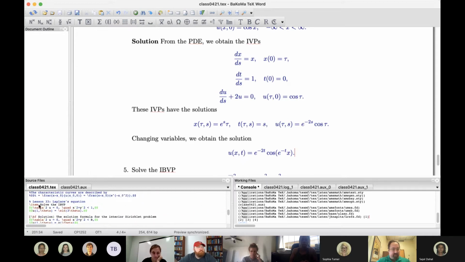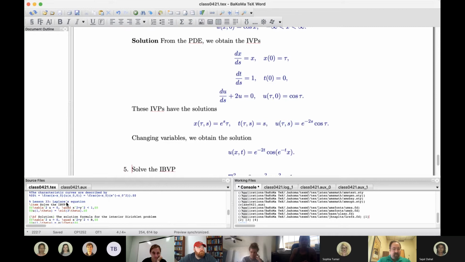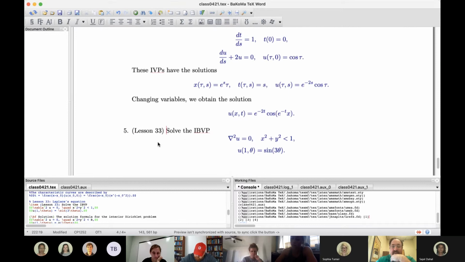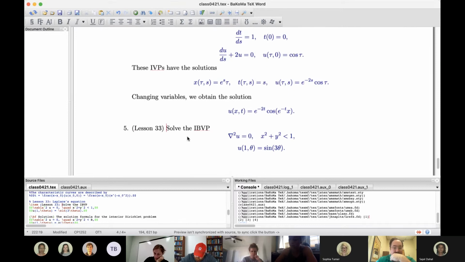Everything else is on newer material. We have one problem from lesson 33, interior Dirichlet problem. So Laplace's equation on a disk of radius 1. So U of 1, theta is equal to this boundary data.